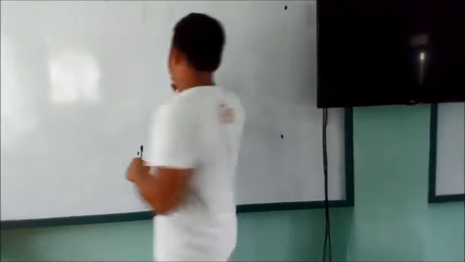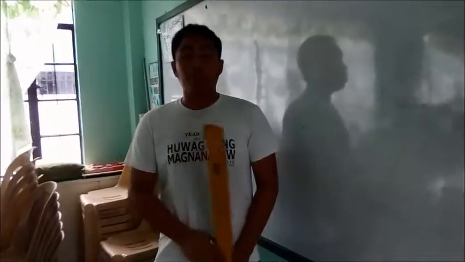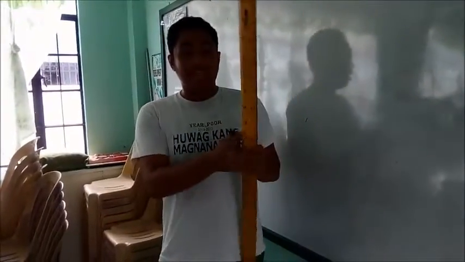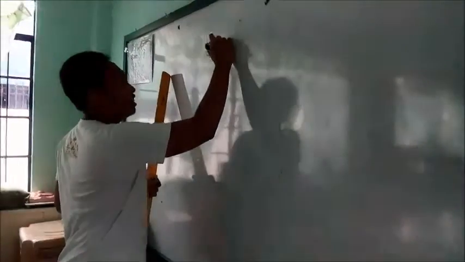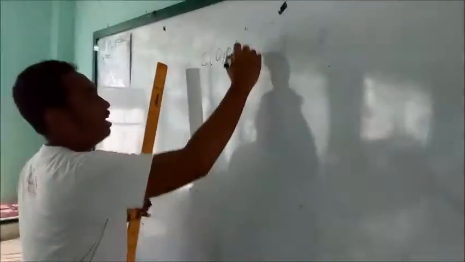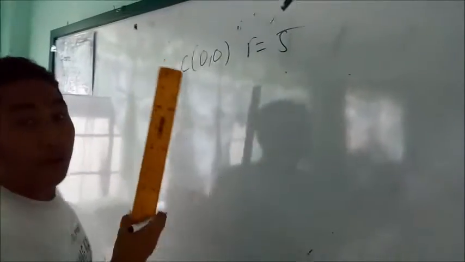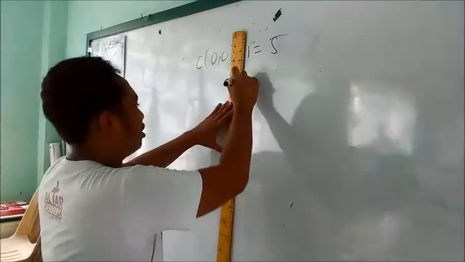But how can we graph it? So here's an example. What will we need to draw or graph a circle effectively? First, we need a ruler. Next is a marker. And then the most important one is the compass. So how to graph it? First, what if we have the center located at 0, 0 and a radius of 5? First, we will draw a Cartesian coordinate plane.